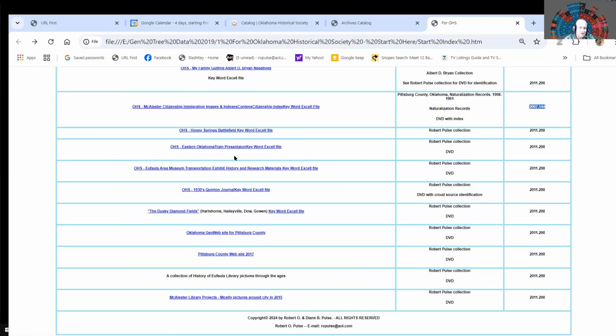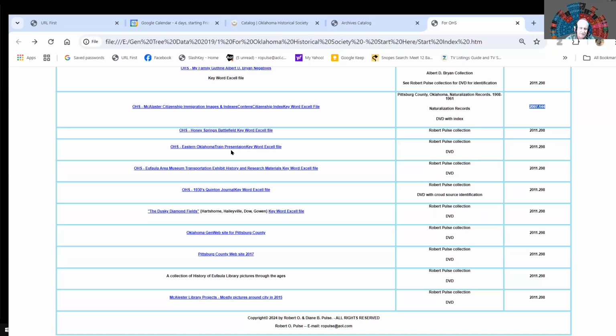I collected everything I could find on the Eastern Oklahoma trains and where they ran, and all the pictures I could find. I was fortunate that Mulholland had collected a lot of pictures before me, and he had thousands of pictures, and they're all in this exhibit, all arranged by different railroad operating companies.